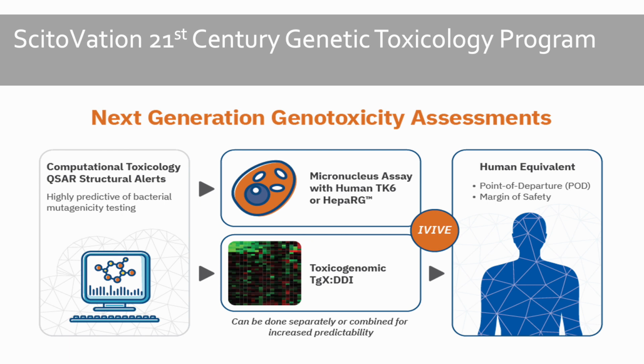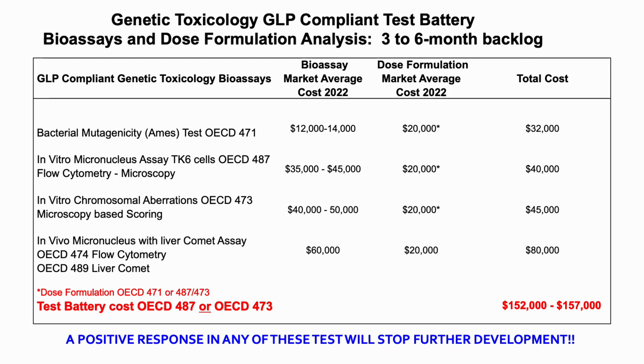Finally, we also have a capability at ScitoVation to do in vitro to in vivo extrapolation modeling, and this is now being used in genetic toxicology to use those data sets to identify points of departure and margin of safety that can be useful for risk assessments.